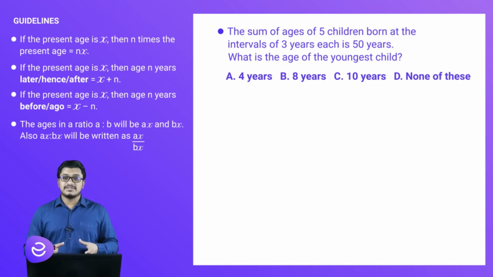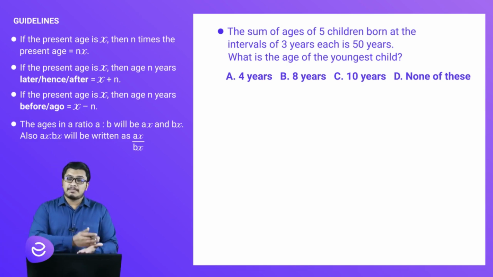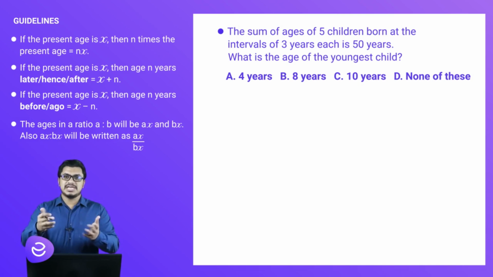The ages of 5 children born at the interval of 3 years each. So between every two children there is a gap of 3 years. If you take them as x1, x2, x3, x4, x5, it means that x1 plus 3 will give you x2, x2 plus 3 will give you x3, x3 plus 3, and so on. So each child's age plus 3 will give you the age of the next child.